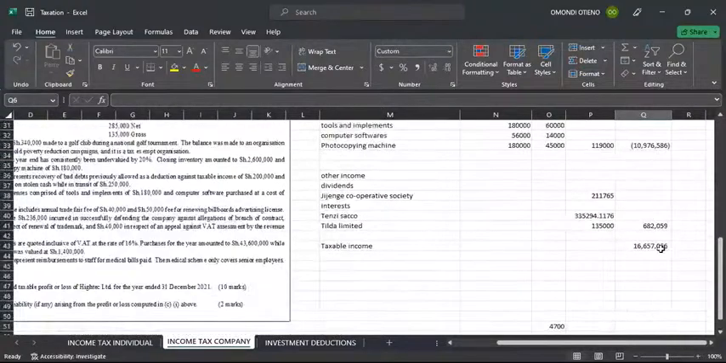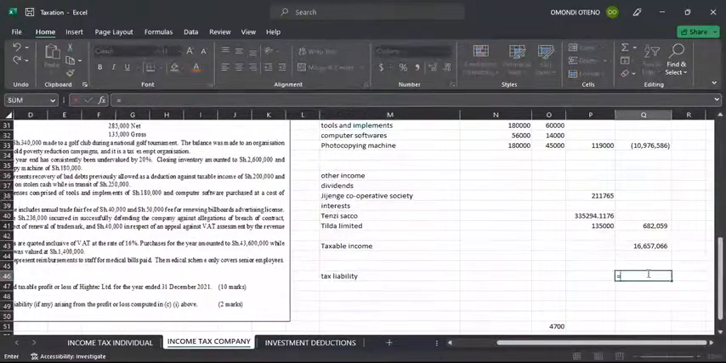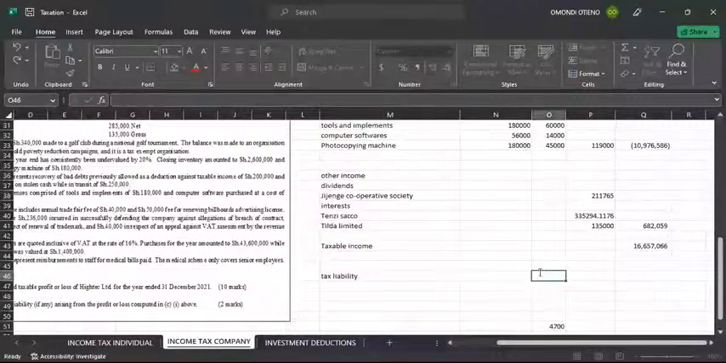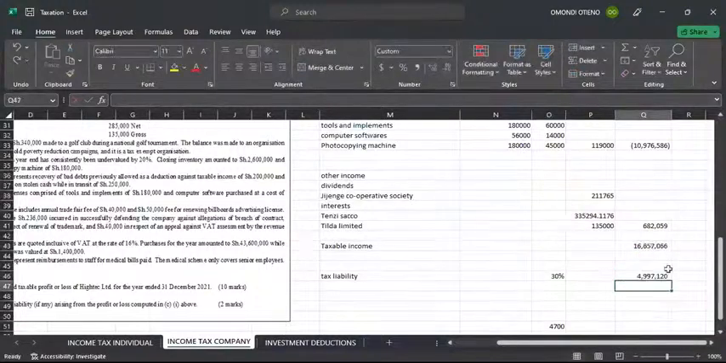So if that is a positive value, then this is what we have as the taxable income. Once you've calculated taxable income for a company, it is very simple. Tax liability will be 30%. Remember, it is always at 30. The corporate tax is 30%. So it will be 30% multiplied by the taxable income for you to get what they're supposed to pay as tax.